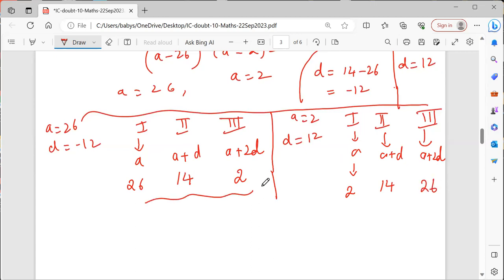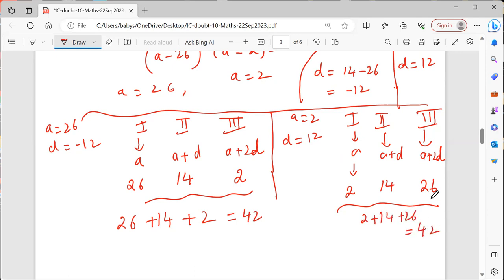Technically, I got the same set of numbers. It's just that one is an increasing AP, one is a decreasing AP. You can check. As per the condition, when you add the first, the second and the third, that is the first three terms, what do you get? 14 plus 2 is 16. 16 plus 26 is 42, isn't it? And the same here, 2 plus 14 plus 26. It satisfies the criterion. The sum of the first three terms is 42.